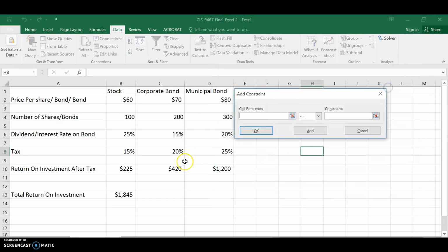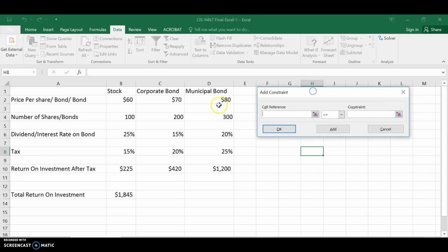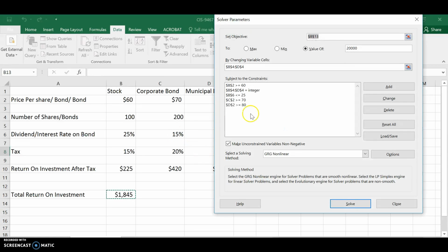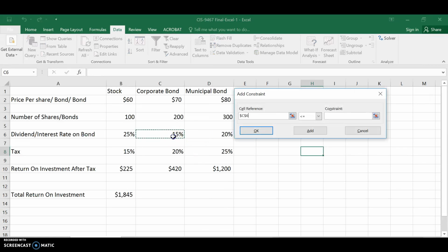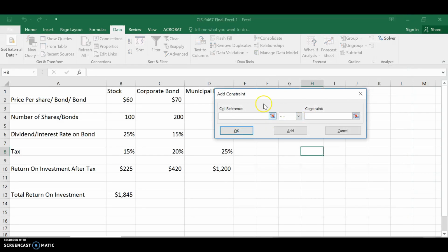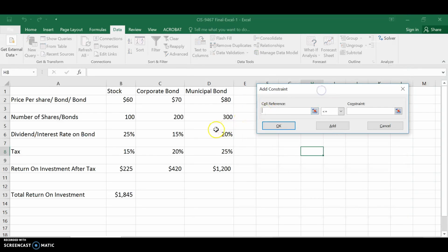And then I need to set the constraint of the dividend rate. So for the dividend rate, I wanted to make the stock no more than 25%. Then I wanted to do another one, which is 15. I wanted to make it no more than 15%. And the third one, on the corporate bond, which is no more than 20%.